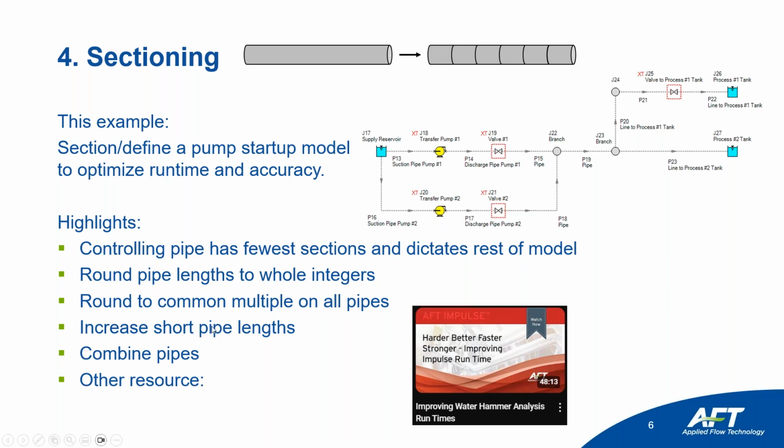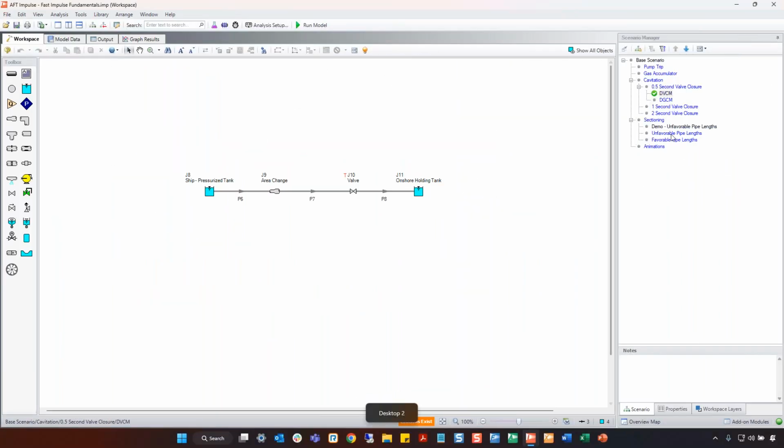It's much better to try to optimize your pipe lengths by rounding them to whole integers, round them to common multiples of each other, increase your short length pipes so the long pipes don't have to have thousands and thousands of sections in them. And then another thing down here is combine your pipes. So Impulse only has to section, say, 3 pipes instead of 5 pipes. If you combine 5 into 3, the solver has to do less work. And we're going to go over how this doesn't actually affect your results as much as you might think.